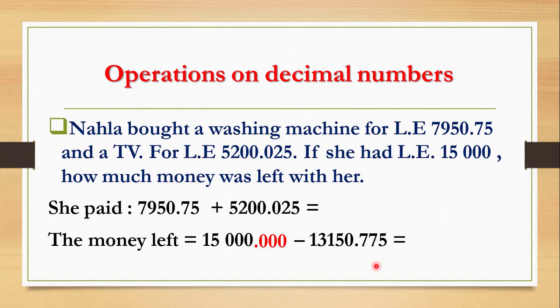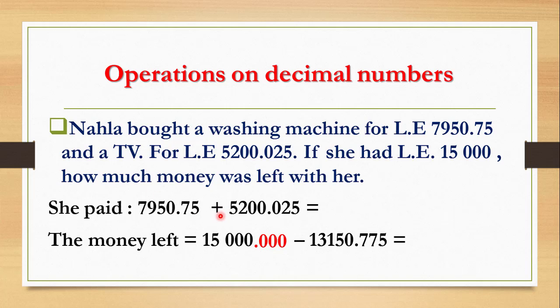Now we have an exercise or a word problem. Nahla bought a washing machine for 7,950.75 pounds and a TV for 5,200.025 pounds. If she had 15,000 pounds, how much money was left with her? Okay, she bought a washing machine and a TV. So let's calculate what she paid. She paid the price of the washing machine plus the price of the TV.